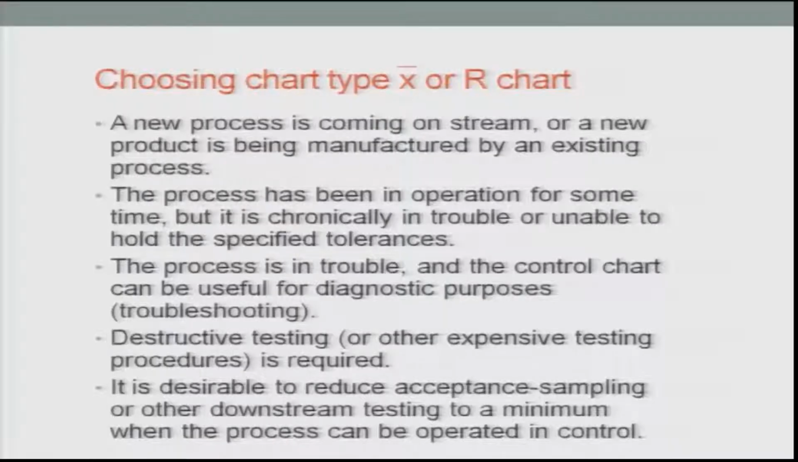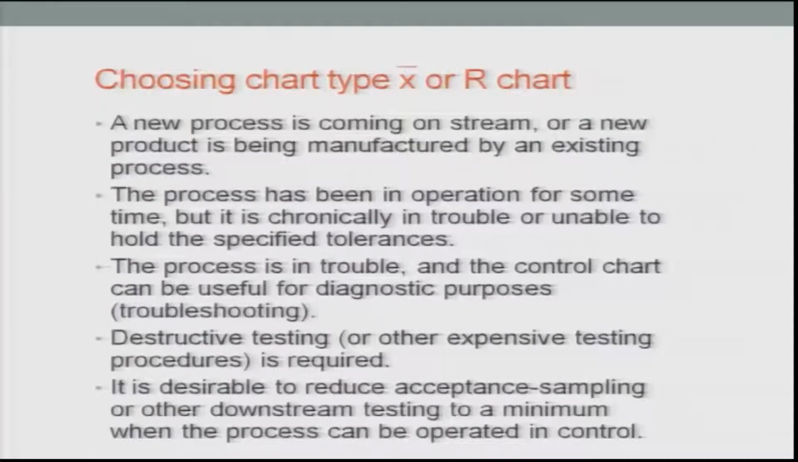Choosing between X bar and R charts: a new process is coming on stream, or a new product is being manufactured by an existing process. In that case, the process has been in operation for some time, but is chronically in trouble or unable to hold the specified allowable tolerance. So, obviously, you have to take some decisions accordingly, which means there is a huge amount of variability. If there is variability, you should definitely use the R or the range charts.